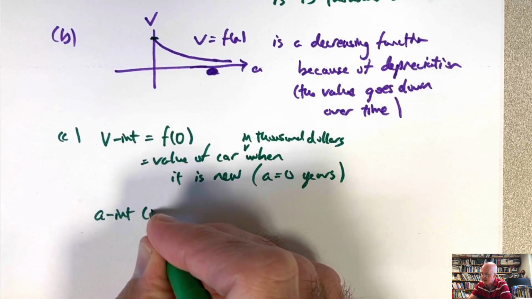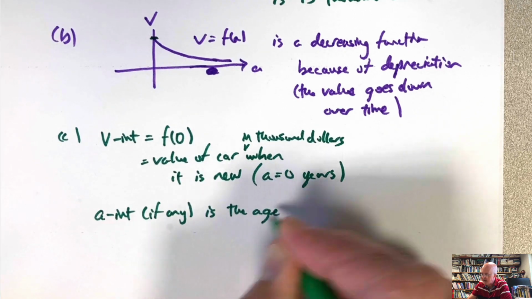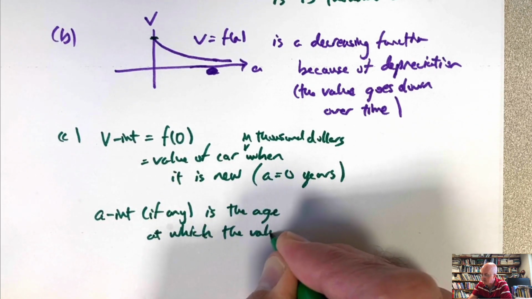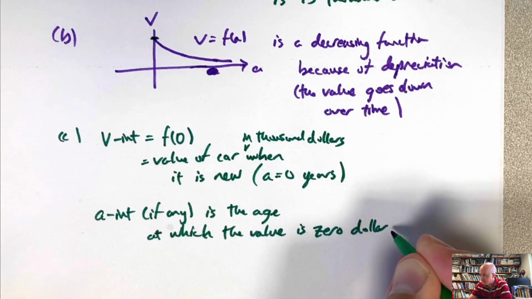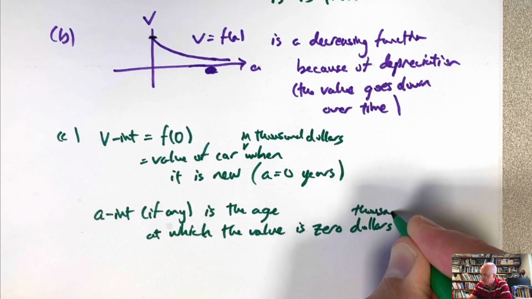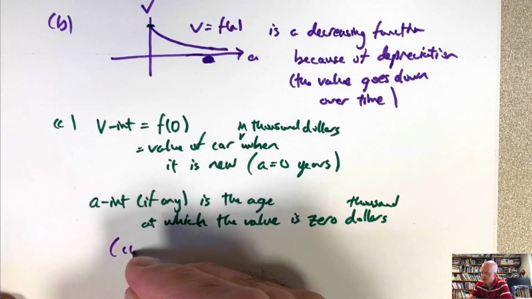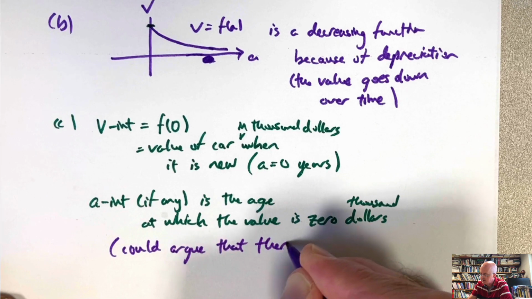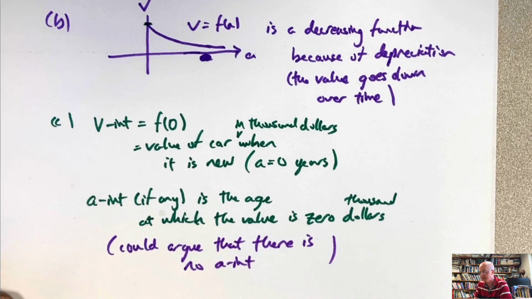A-intercept, if any, is the age at which the value is 0. $0 or $0,000 if you want to emphasize the 1,000 again. I would argue again that there is no A-intercept here. You could argue that there is no A-intercept. There is no age at which the value is 0.